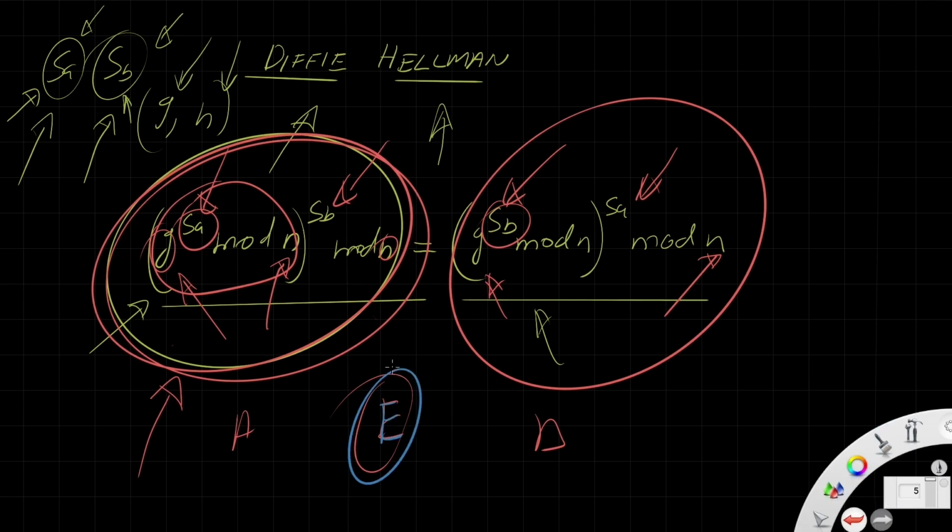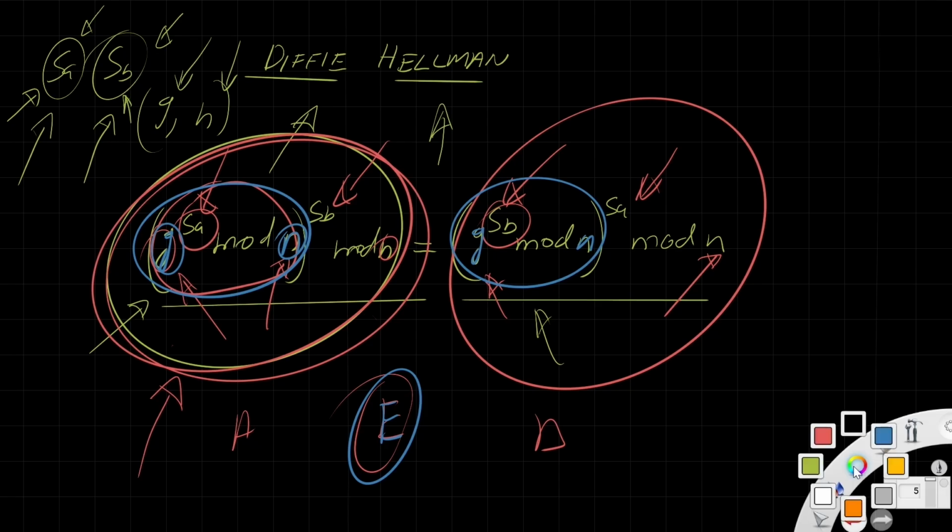So E knows G, the stuff here, and N, the stuff here, and this bit as well. So this bit is known to E, as well as this bit right here. This is also known to E. These things are public.